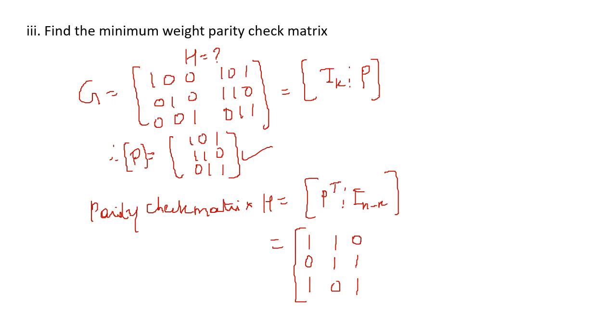I n minus k, I 6 minus 3, you are going to get I 3, so it will be 1 0 0 0 1 0 0 0 1. So this is nothing but your H matrix for the given problem.